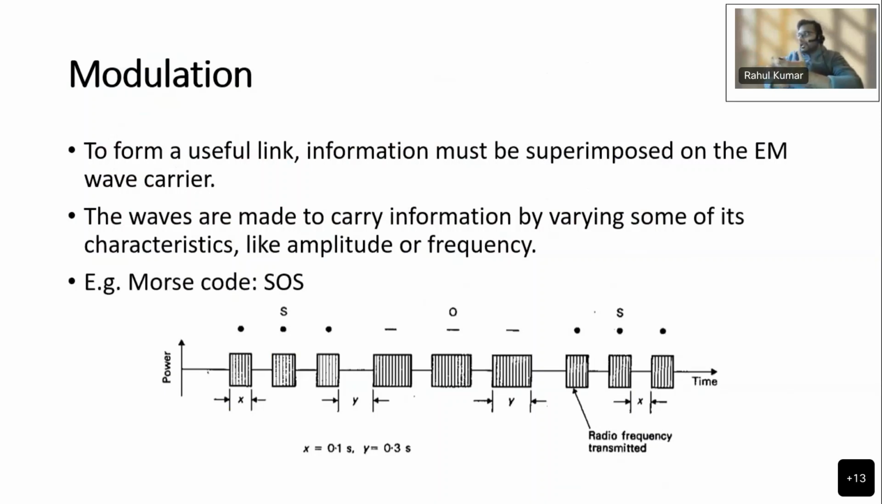Now using antennas, we can establish a wireless link between a transmitter and a receiver. You can send some signal using the antennas wirelessly, without any wired connection. However, to form a useful link, we should be able to transmit some information using the electromagnetic waves.